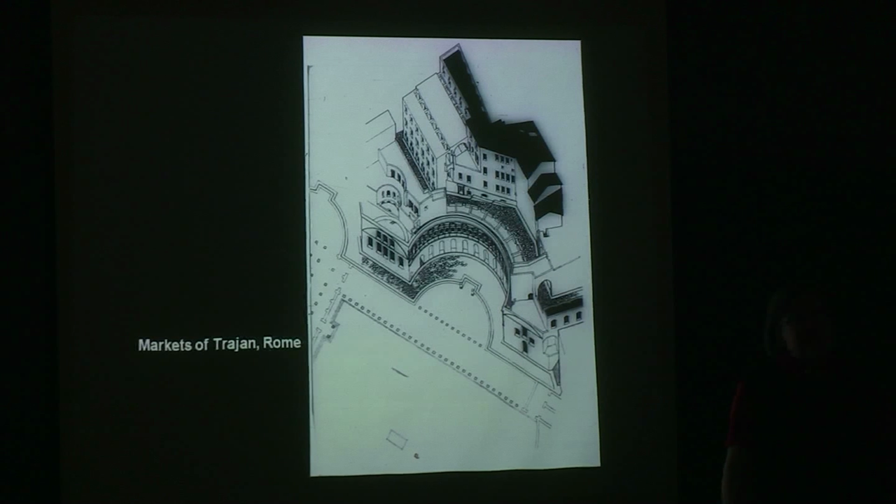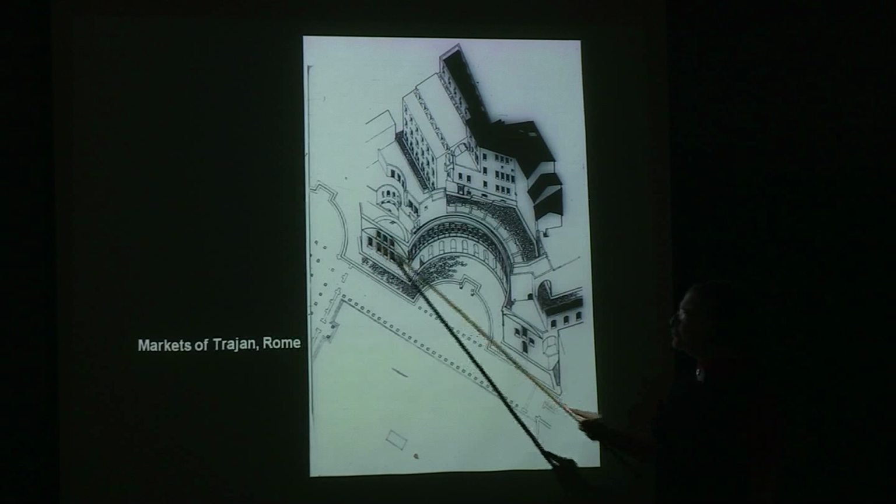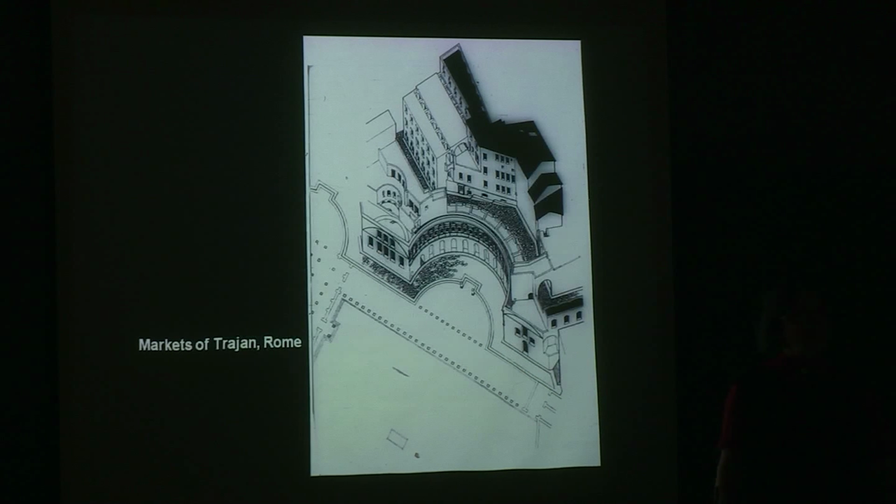And the limitation that had been inherent in the post and lintel system is now gone. As long as you could dry your concrete, as long as you could create a centering large enough and compartmentalized enough to allow this drying, you had a huge wall surface which you could perforate with huge openings in order to flood the interiors with light.